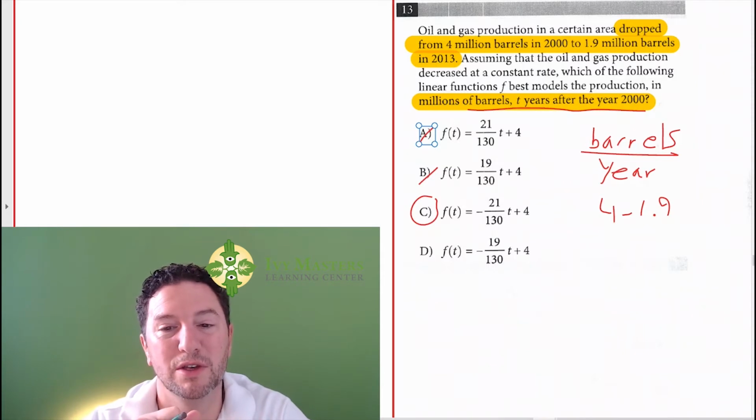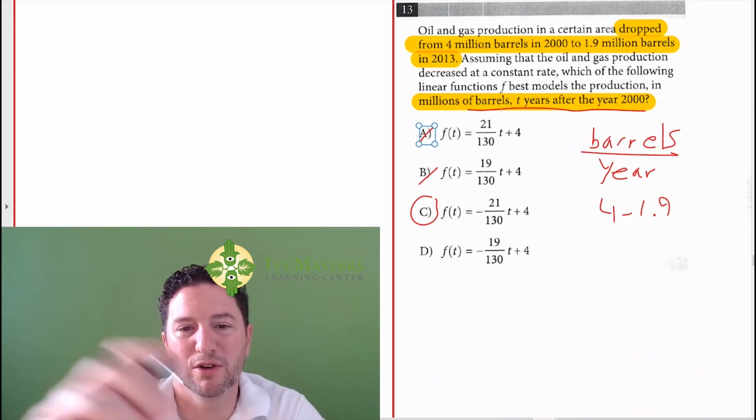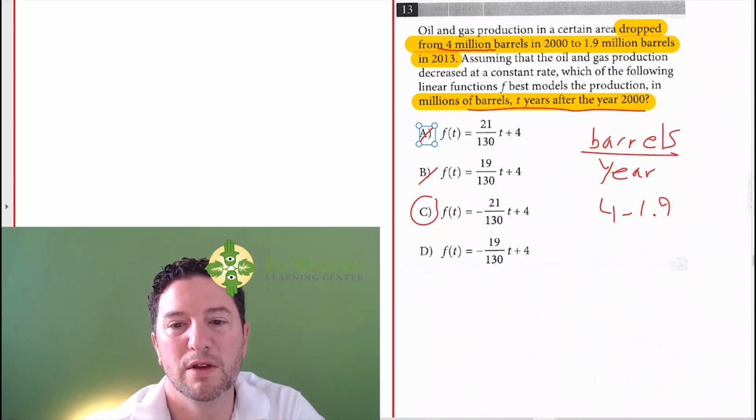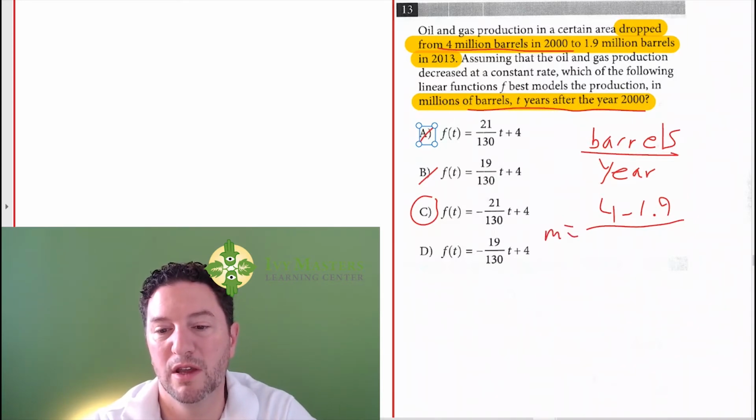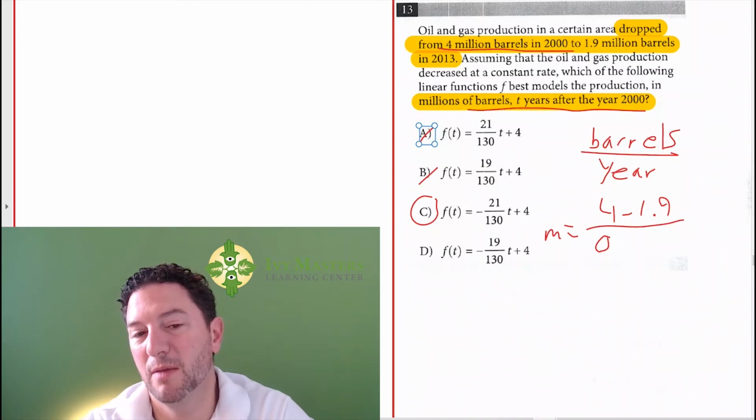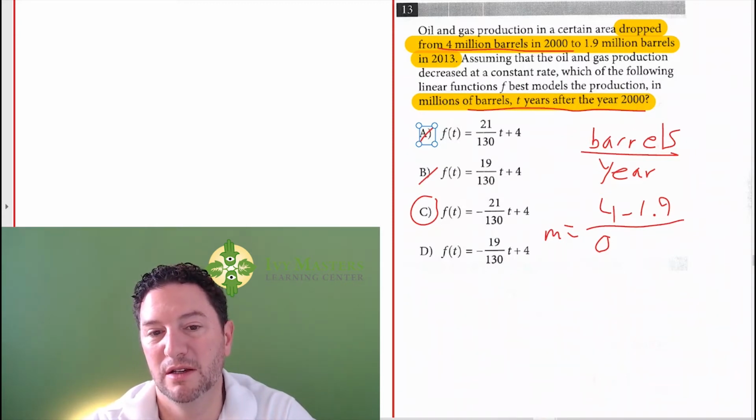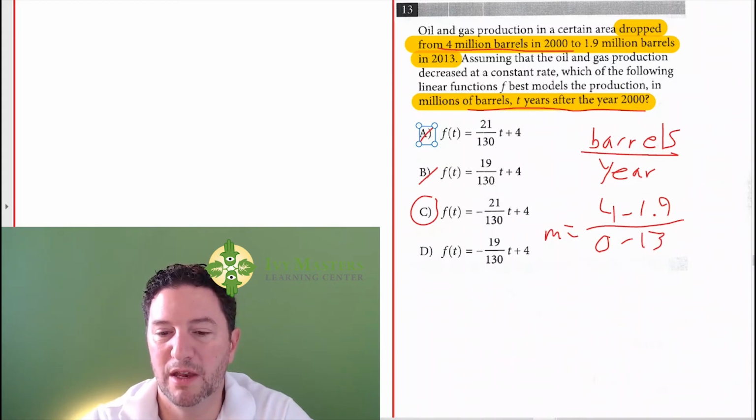Now, how would you do it? They're really coordinates you're given here. So 4 million barrels in the year 2000, you could treat that as y2. Slope, remember, is y2 minus y1 over x2 minus x1. So that's going to be over 0. 1.9 million barrels in 2013 is going to be minus 13. And what you wind up getting here is that m equals 2.1 over negative 13.